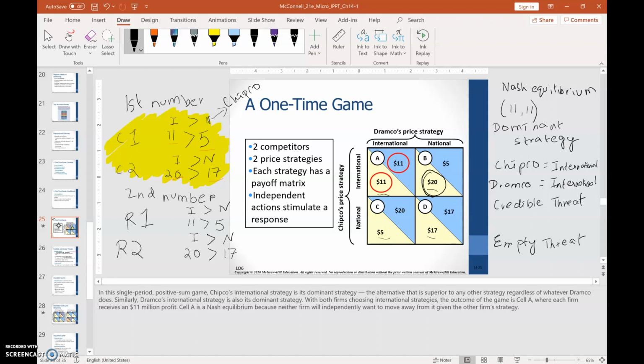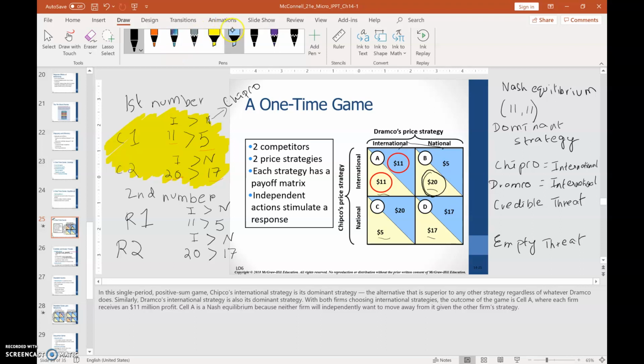The question that next comes into our mind is, what is Chipko's dominant strategy? That means, what would Chipko do regardless of what Dramco does? So no matter whether Dramco is choosing international or national, Chipko is always going to choose the international strategy. So Chipko's dominant strategy is international.